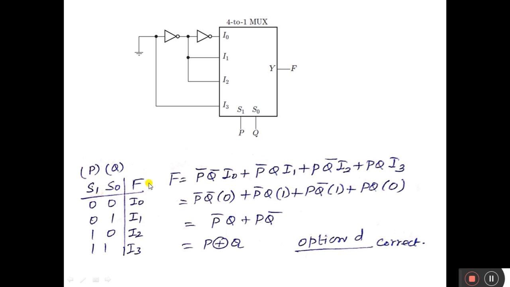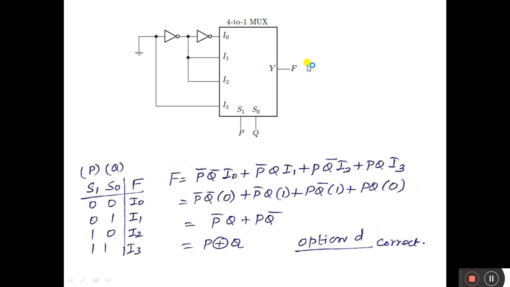In general, this is a table for a 4:1 multiplexer. Two selection lines S1, S0, one output F. Two selection lines, two variables, means 4 combinations: 0 0, 0 1, 1 0, 1 1. If I select selection line 0 0, I0 will appear at the F terminal. If I put 0 1, I1 will appear. If I put 1 0, I2 will appear. If I choose 1 1, I3 will appear.